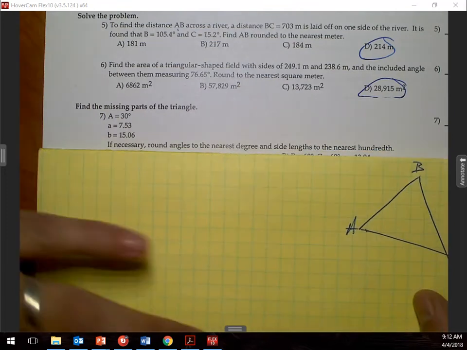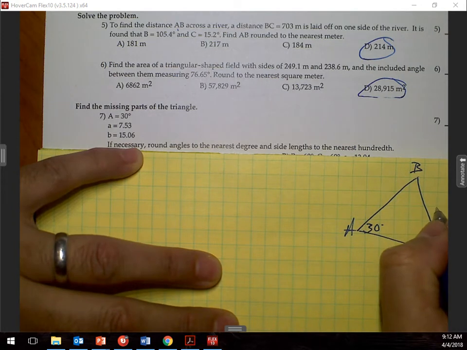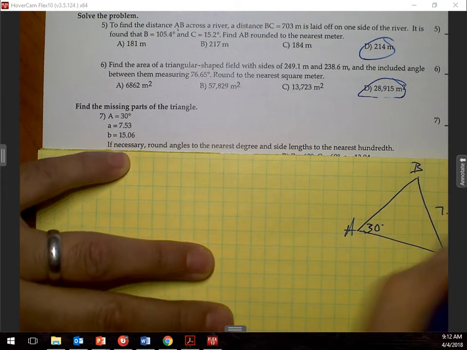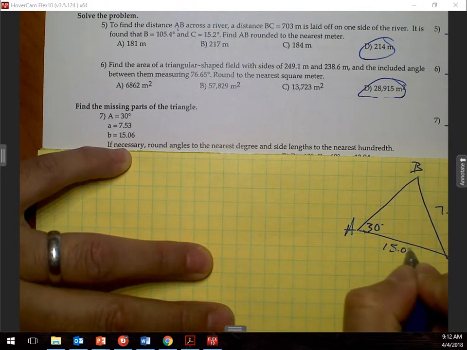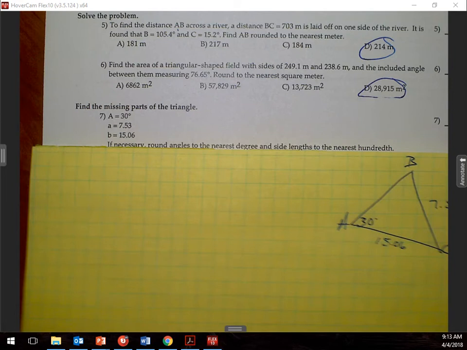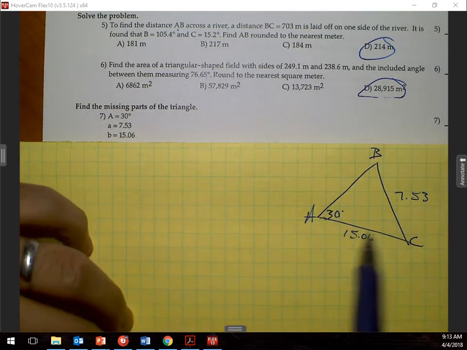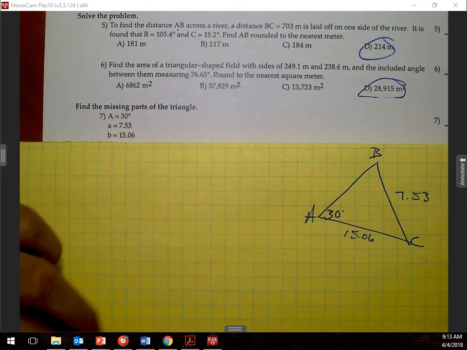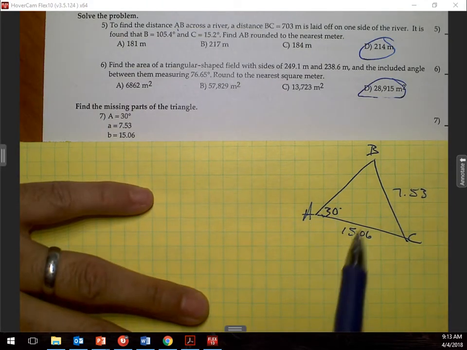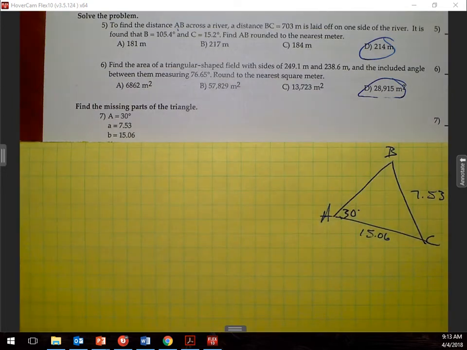All right, so let's take a look. We say big A is 30, little a is 7.53, little b is 15.06. And so we're missing a lot. So what type of triangle do we have here? Side angle. No. Angle side side, right? So we have ASS on here. Whenever we have that, then we have the ambiguous case. Thank you, ambiguous.